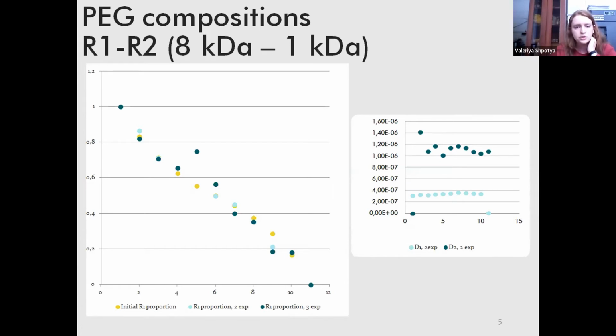the results of approximation by 2 and 3 exponents. The weight portion is of interest, and with the yellow dots you can see the initial conditions of mixing, and with the blue dots you can see the results of the 2 and 3 exponential approximation. Both of these approximations are quite close to the initial data, and furthermore, despite the changes in the content and the viscosity of the systems, the cell diffusion coefficient is also quite stable.